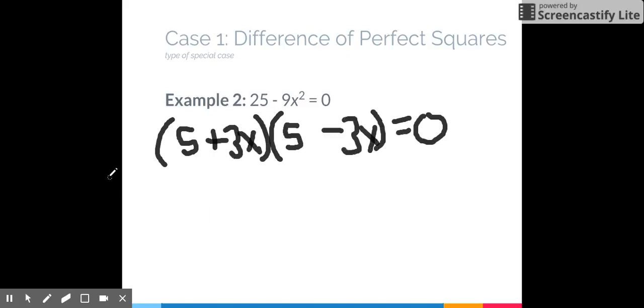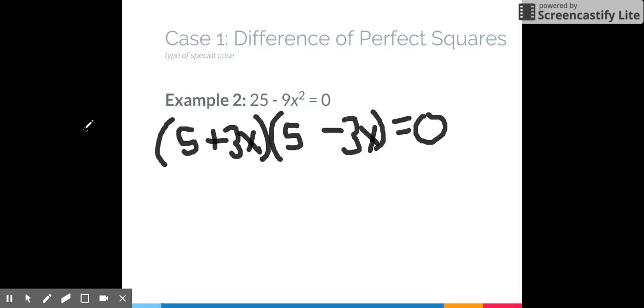At this point, if you're still unsure, just double check. 5 times 5 is 25. 5 times negative 3x is negative 15x. And we have 3x times 5, which is 15x. We get negative 15x plus 15x, which makes us not have a linear term. And we have 3x times negative 3x, which is negative 9x squared. And so we know we factored correctly.